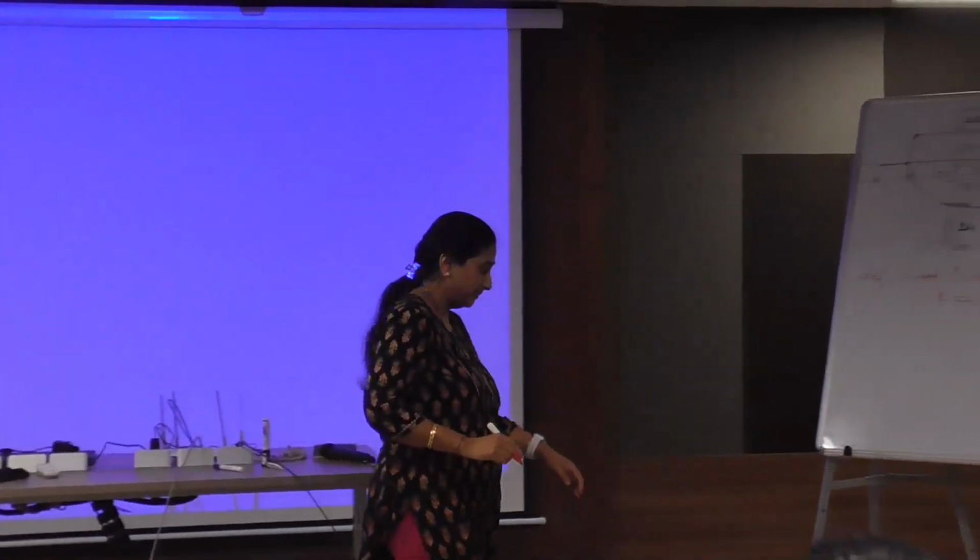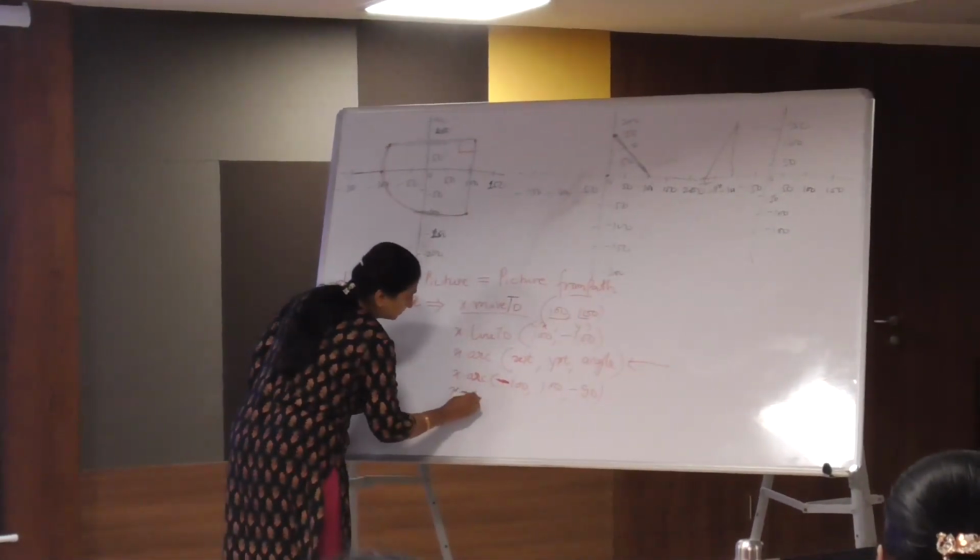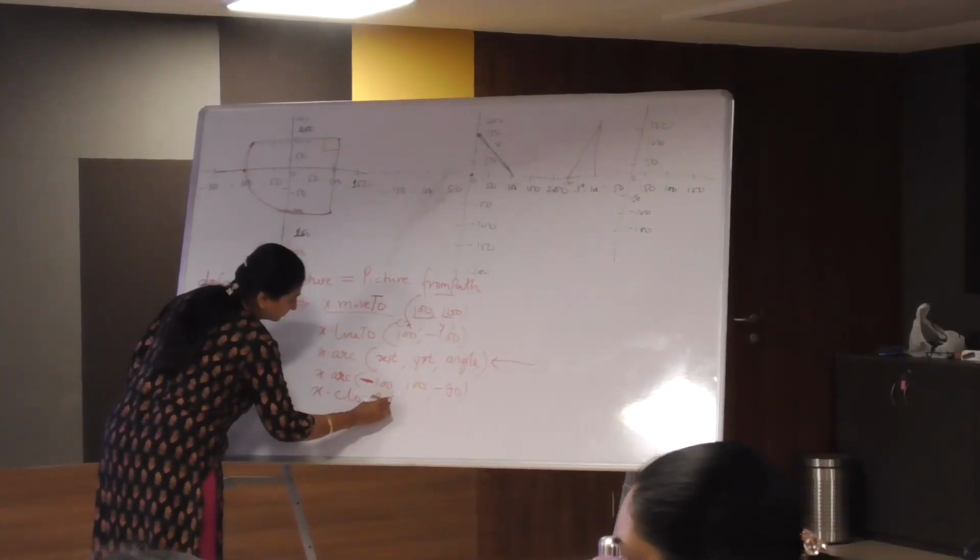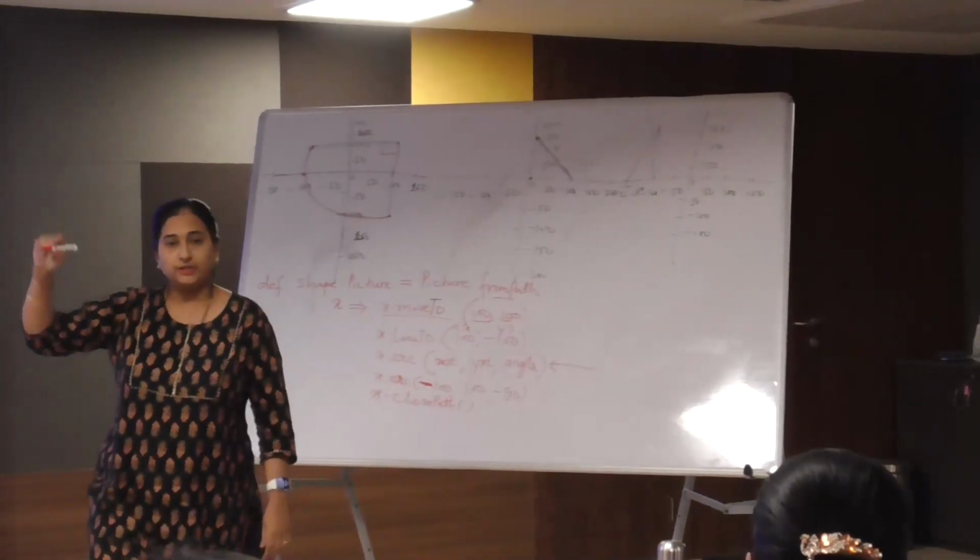The last command is x dot close path. At the end, when you finish, you have to close the path that you started by using x dot close path, so that it completes. When you put x dot close path, I will show it.